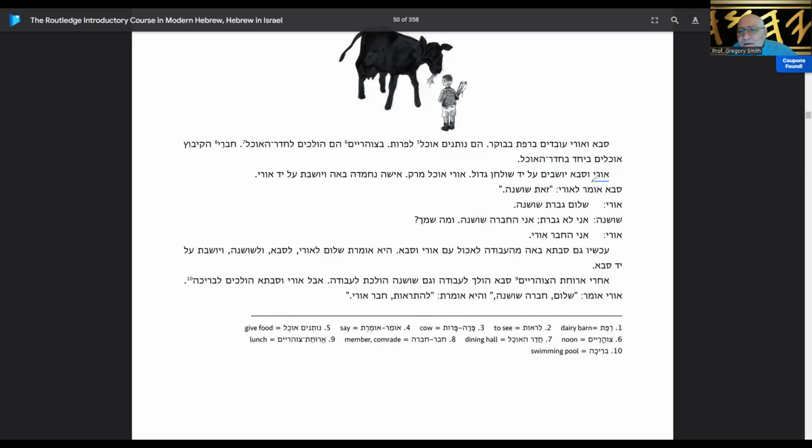Okay, so Ori ve'Sava, Ori and grandfather, yoshvim, they're sitting, leyad, that means next to or nearby. Shulchan gadol. I bet that shulchan is like a table. Shulchan gadol is like a big table. Yeah, big table. Shulchan gadol, a big table.